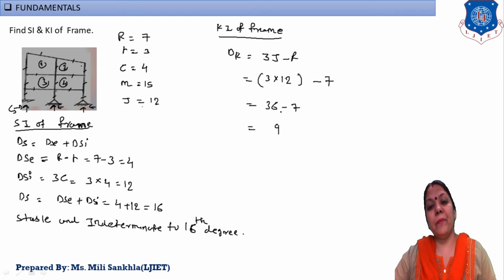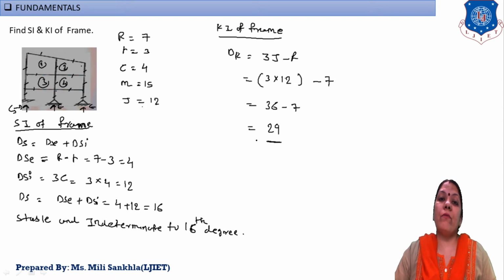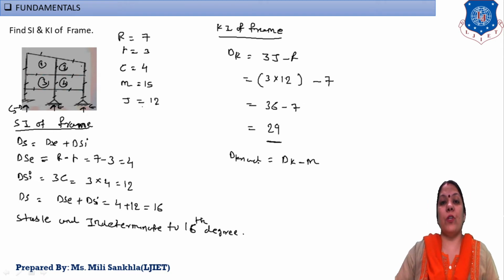Here our answer dk is equal to 29. Whether this answer is right or wrong, we verify. Then we find out dk and ad. What is the equation of dk and ad? dk and ad is equal to dk minus m. First of all we check whether the 29 answer is right or wrong.